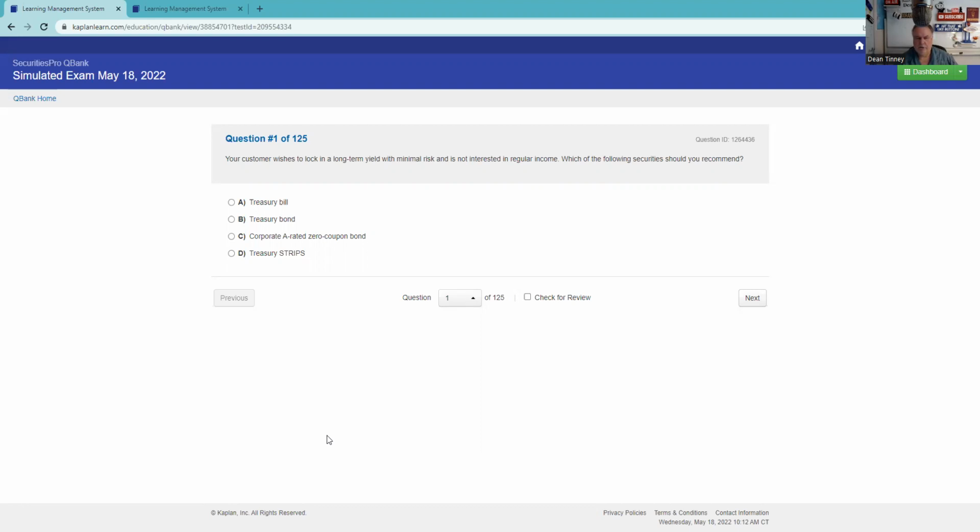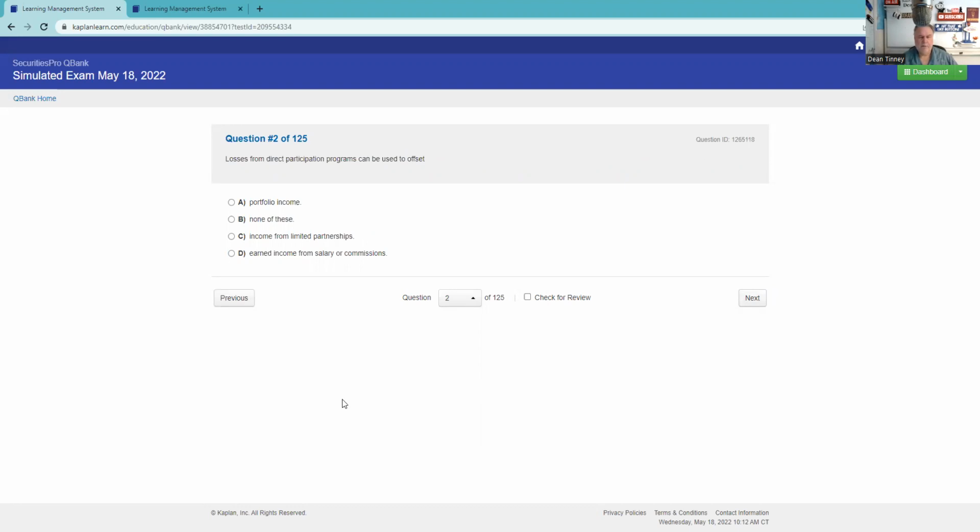Which of the following securities should you recommend? Well, T-bills are just really wrong, right? Because T-bills are short-term. A Treasury bill doesn't pay you every 6 months. They're not interested in regular income. Corporate A-rated zero coupon bond or Treasury STRIP, which is the U.S. government version of a zero coupon bond. A-rated could soon be BBB, perhaps. So I'm going to go for the Treasury STRIP as the answer on this one.